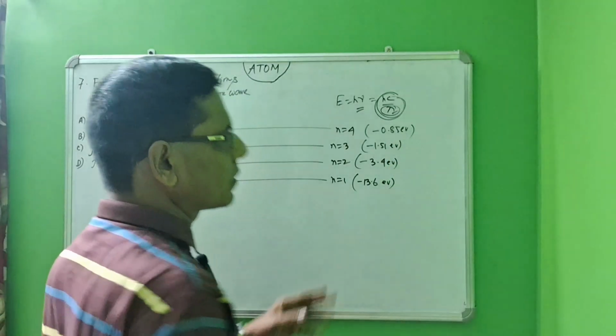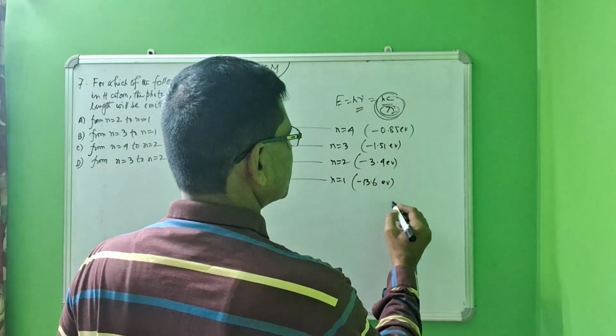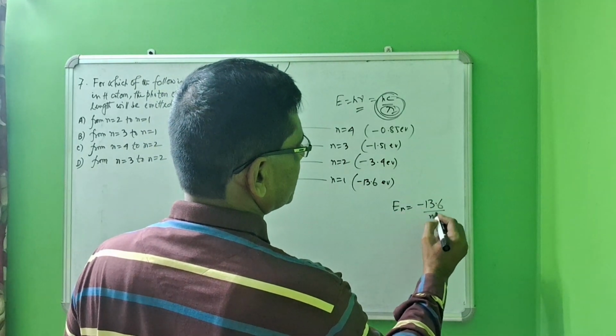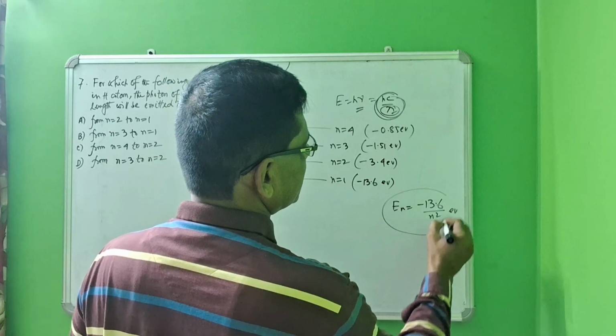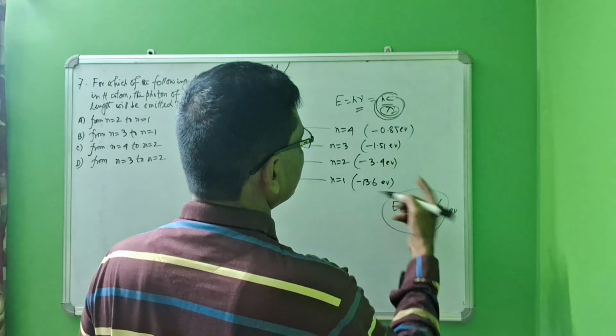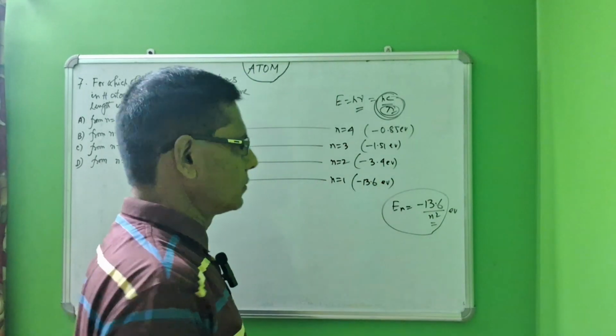How does this data come? This data comes from En equals minus 13.6 upon n squared eV. This formula. Put n equals 1, you get this. Put n equals 2, you get this. Put n equals 3, you get this, and so on.